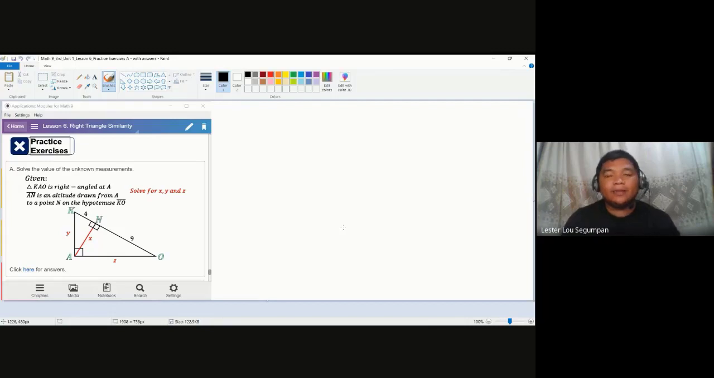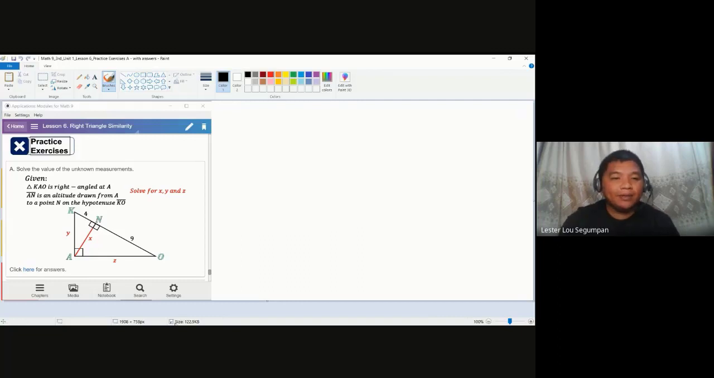The right triangle similarity concerns a given right triangle and drawing or constructing an altitude from the 90-degree angle towards its opposite side, which is the hypotenuse. Once we have that altitude, we have created three different triangles which are similar to one another.